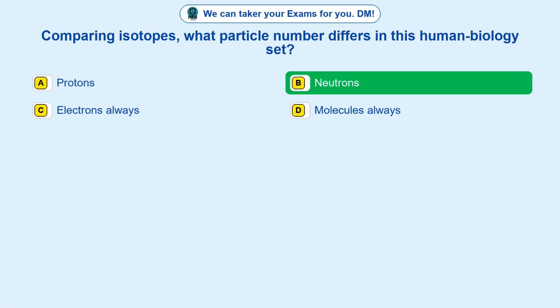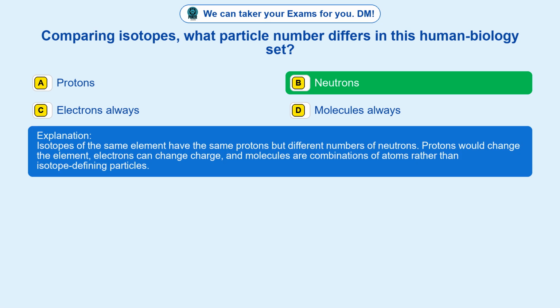The correct answer is option B, neutrons. Isotopes of the same element have the same protons but different numbers of neutrons. Protons would change the element, electrons can change charge, and molecules are combinations of atoms rather than isotope-defining particles.